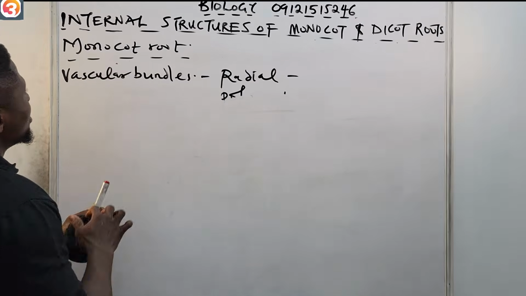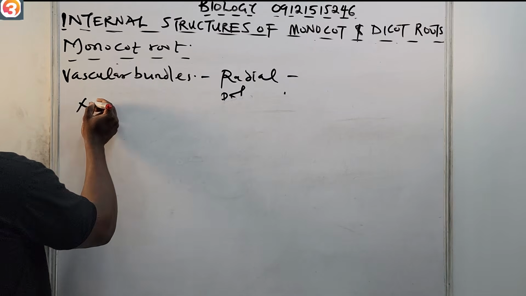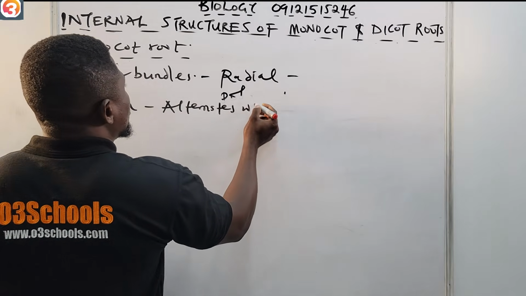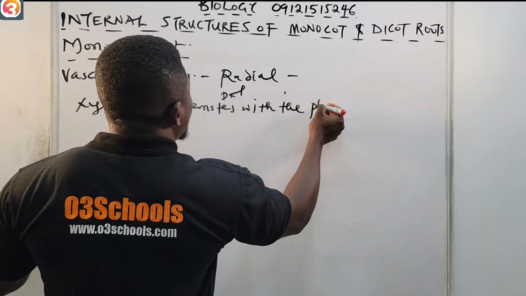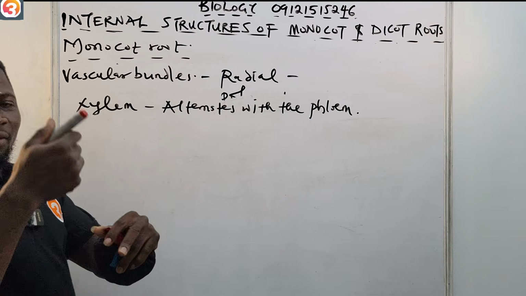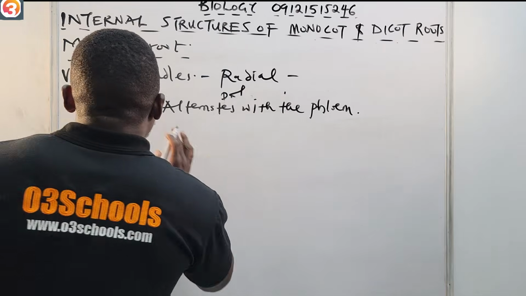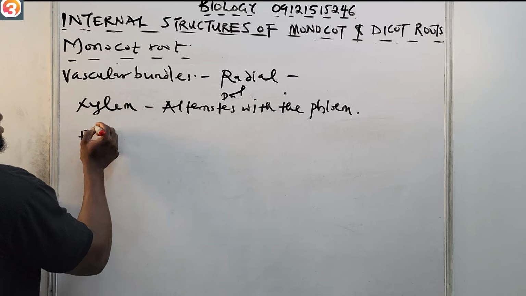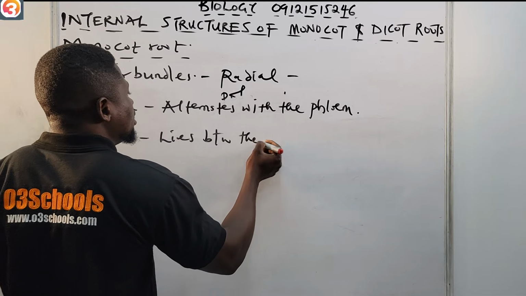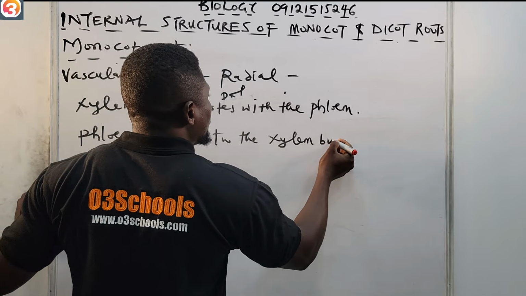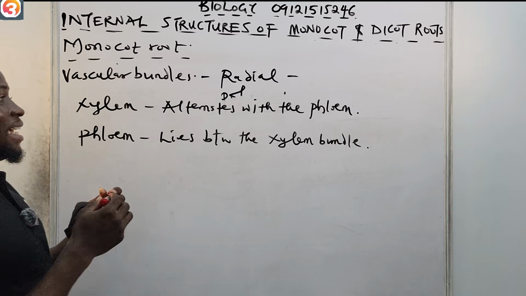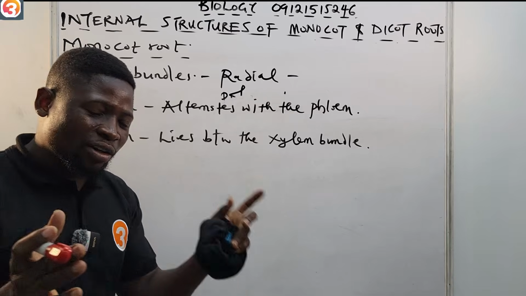Now the xylem alternates with the phloem, while the phloem lies between the xylem bundles. Please take note of that. So the vascular bundles are radial and polyarch. By radial, it means they are not arranged side by side.